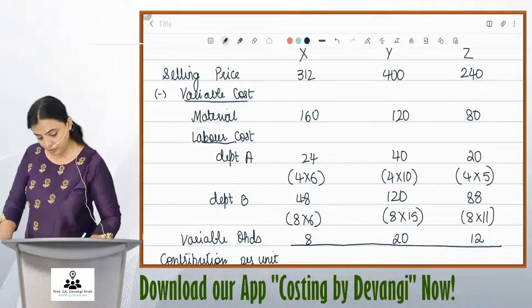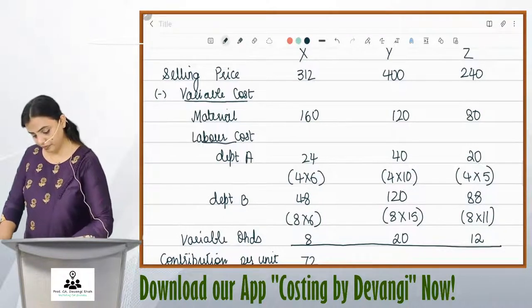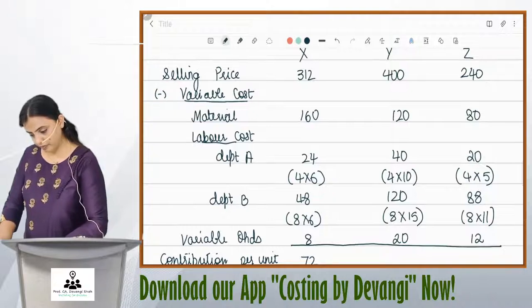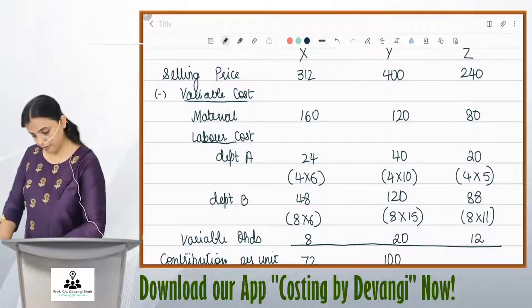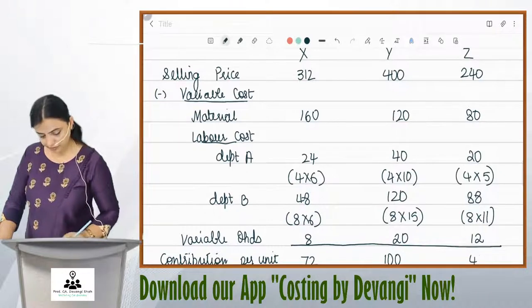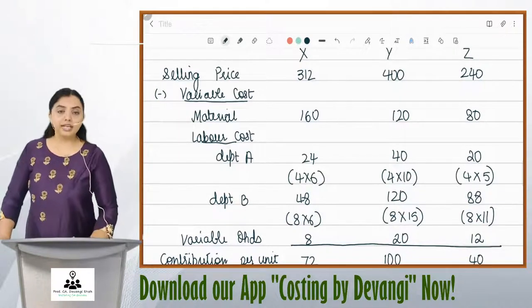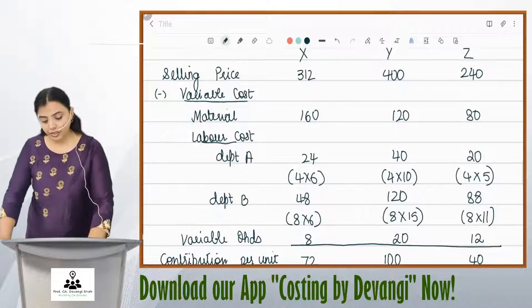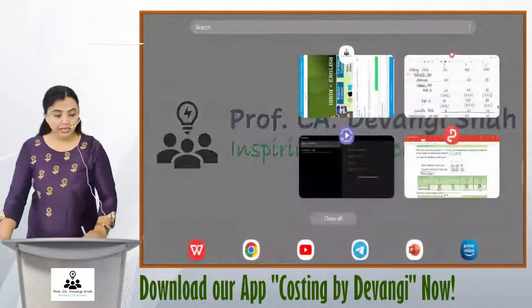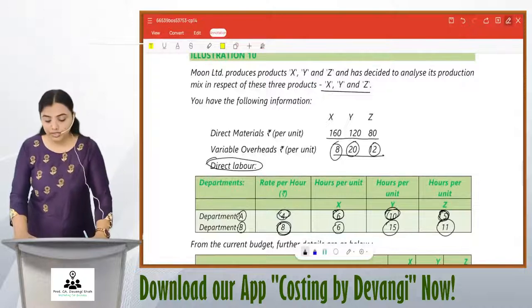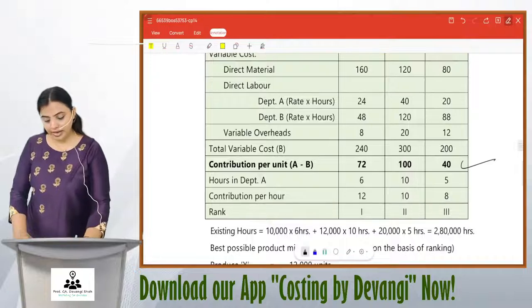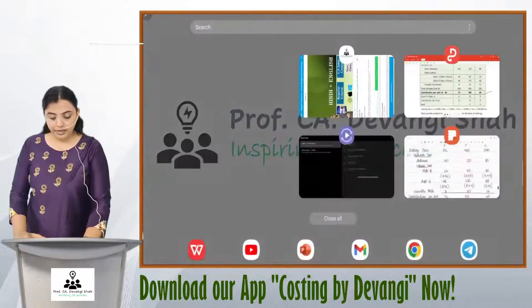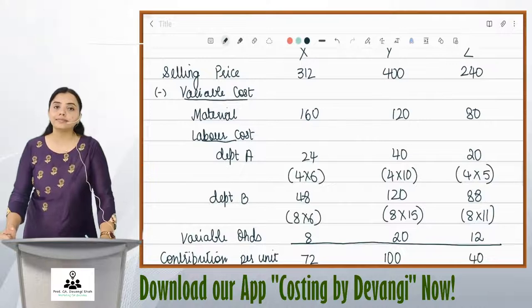-160, -24, -48, and -8, you get 72. And 40. So you get contribution as 72, 140. Please tell me in the comment section, have you understood this much? Yes, friends, have you understood this?